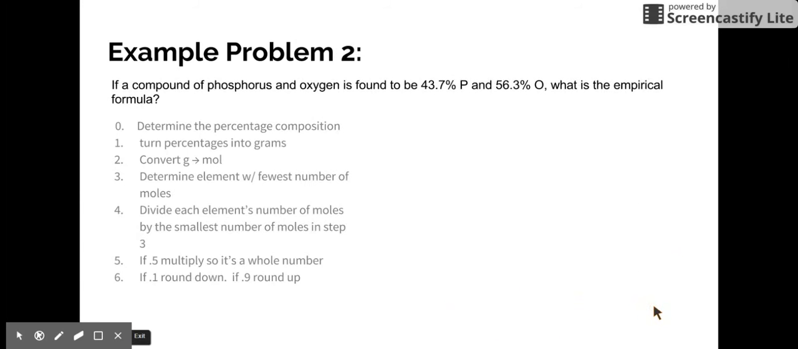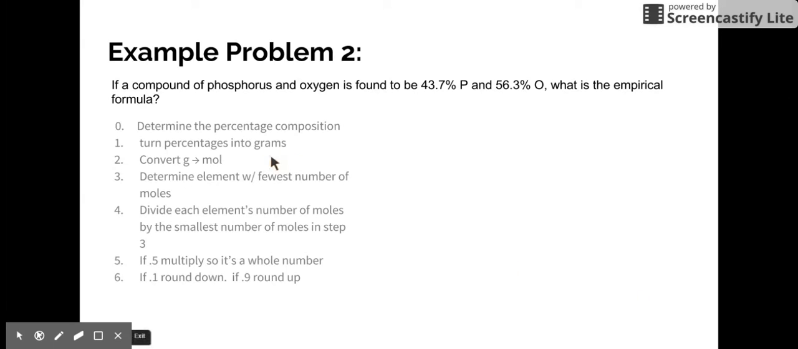So try this one on your own. See if you can figure this one out. Pause the video. I implore you to see if you can figure this one out without my help first, and then I'll help you to see if you got it right. Did you pause the video? I sure hope you did. Let's go ahead and check your work.